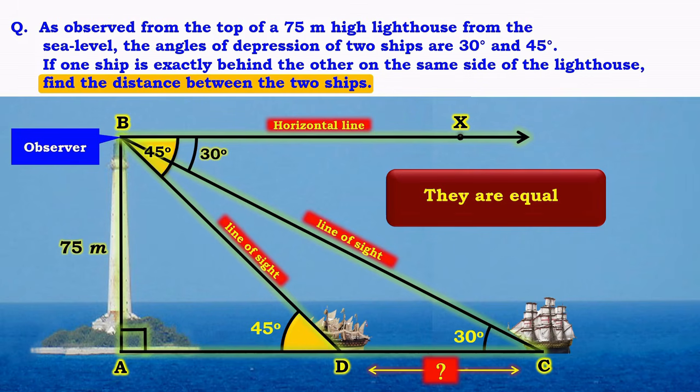Now, we have established the two angles at the ships. In the next step, we will use these two right-angled triangles to find the distance of each ship from the lighthouse and then calculate the distance between the two ships.